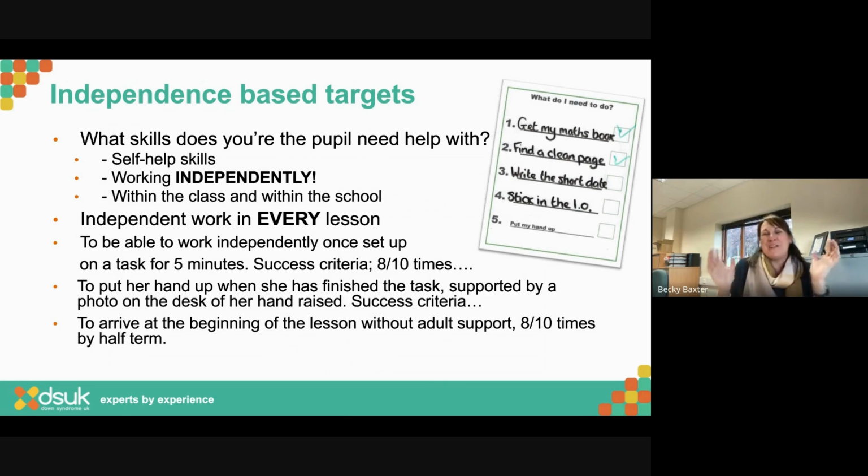So over the next, well, if you're like me, probably just hanging on for Friday, but when you come back refreshed after half term, have a think about just noting down anything where you think, oh, I still help with that, or my TA is still helping with that. So we're looking at self-help skills, working independently. How long can they work independently for, and on what tasks? And that independence may well be within class, or it may be within school.